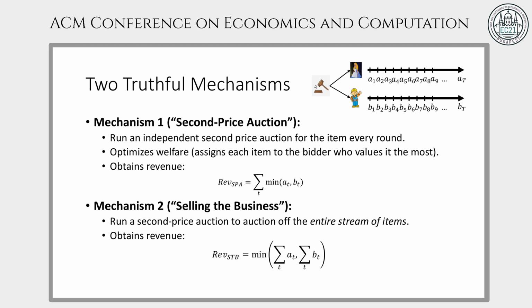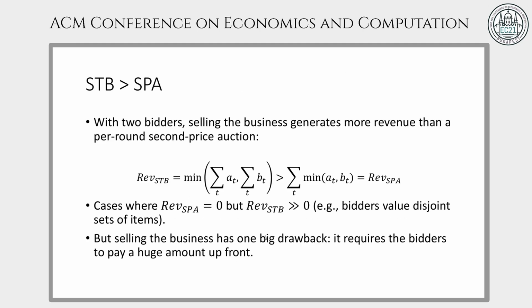So one interesting thing we can note about these two mechanisms already is that in the two-bidder case, selling the business always generates more revenue than the per round second price auction. And you can see this, in particular, the min of the sums of A sub t and B sub t is always going to be larger than the sum of the mins of A sub t and B sub t. And the first term is exactly revenue sub STB, and this latter term is exactly revenue sub SPA. And in fact, this gap can be quite big. It's easy to construct cases where a per round second price auction gives you 0 revenue, but selling the business gives you substantial revenue.